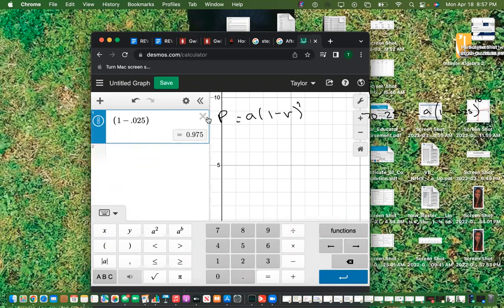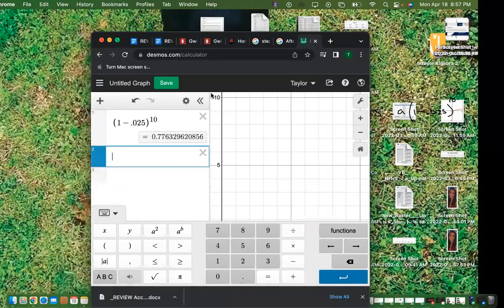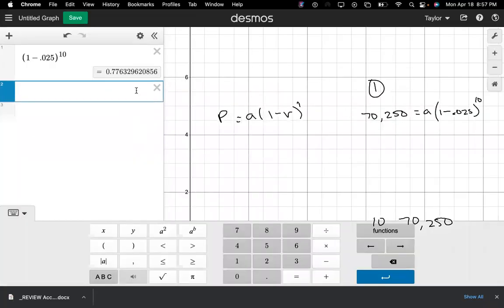Okay, so we're going to take this little rate that we found right here, and we're going to raise it to the 10th power. Okay, so that gives us 0.77. Okay, so we're going to take that 70,250, and we're going to divide it by 0.77. 63296. That'll work. Okay, so this said that it was an initial amount of 90,000. Well, that doesn't make any sense. So what did we do wrong?